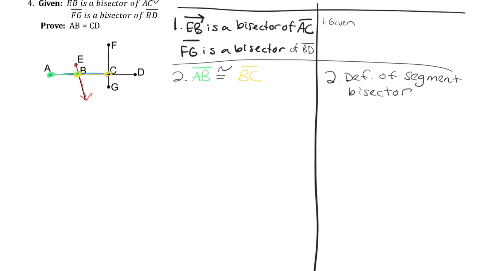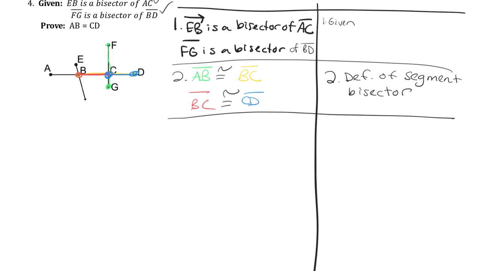So now we're going to look at the second given. FG is a bisector of segment BD. So I'm going to go ahead and erase the picture with the coloring so that way you can again focus on just that part. So we're looking now at segment FG that bisects segment BD. Since it's cutting it in half, that would mean that this segment BC, that half, is going to be congruent to this segment CD on the right. Okay, so we used up both of our clues.